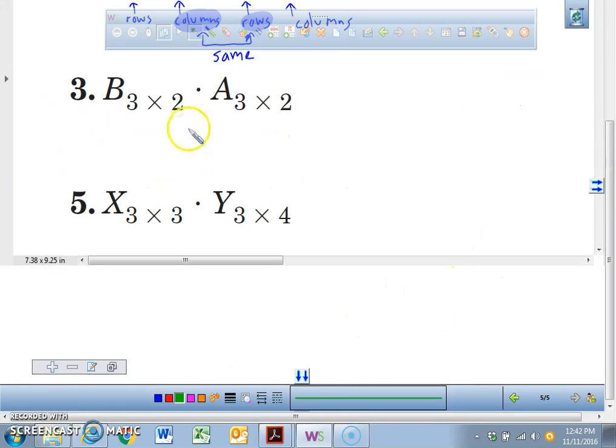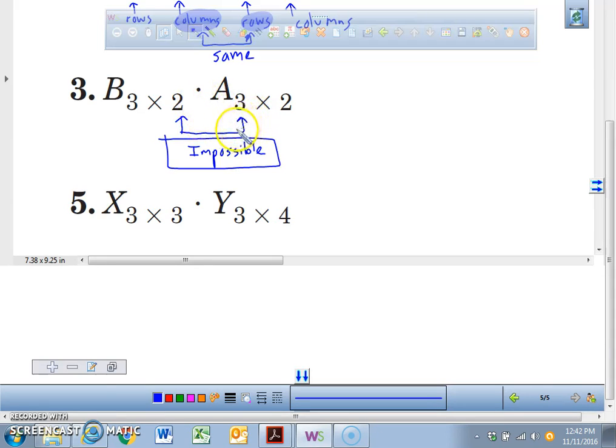Now check this next one, number 3. How many columns right here? We have 2 columns. We have 3 rows. These do not match. It would be impossible for you to multiply these together. That's it. If they don't match, you stop. You say, you know what? I don't have to do it.